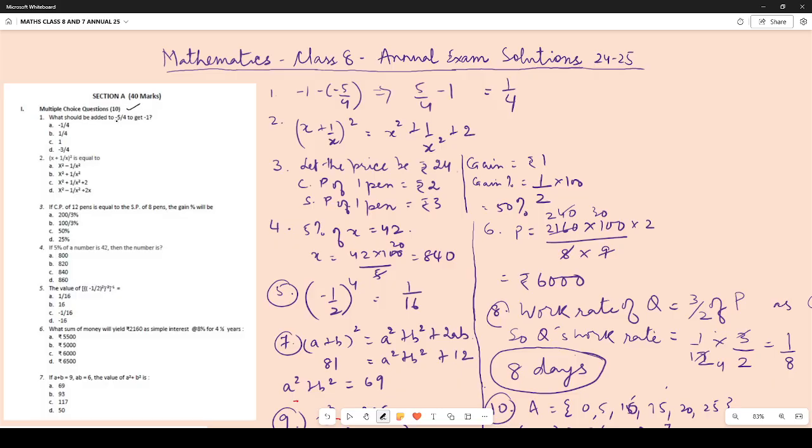So what should be added to minus 5 by 4 to get minus 1? That means what should be added to this to get this? This means minus 1 goes in the front. So what we have over here is minus 1 minus 5 by 4, which gives us 1 by 4. So the correct option will be 1 by 4.